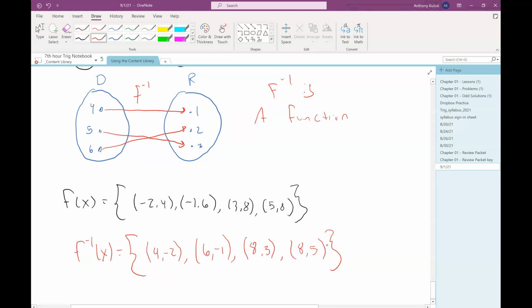Everybody okay there? Is this a function? No. Why is this not a function? Ellie? Yeah, so I have the x value of 8 that goes to 2 different places. 8 goes to 3 and it goes to 5. Very good.